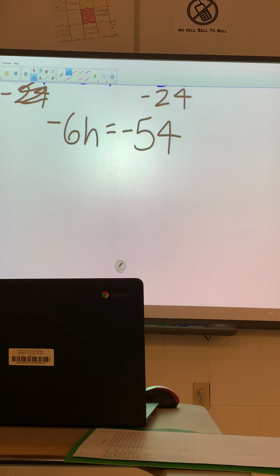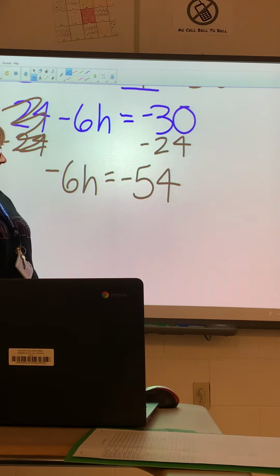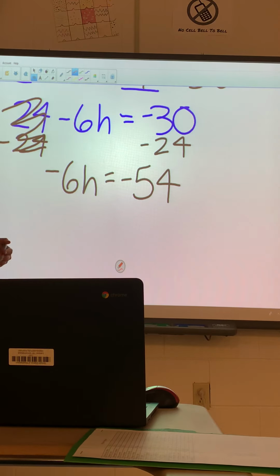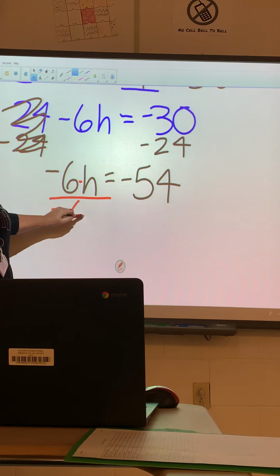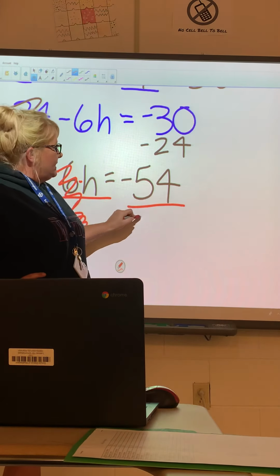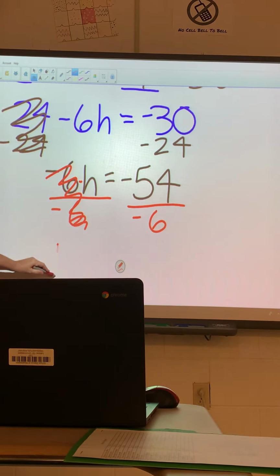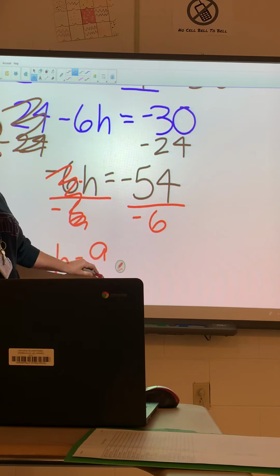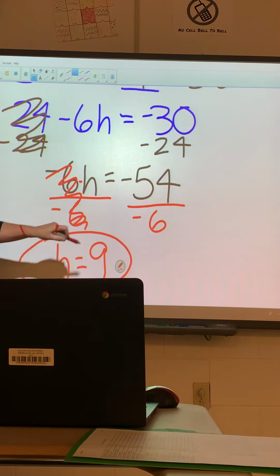And now we do have a negative here, but this is attached to the h. That means the inverse is to divide. I want it to go away. So divide by negative 6 on both sides. Is it 9? It is 9. Good job.